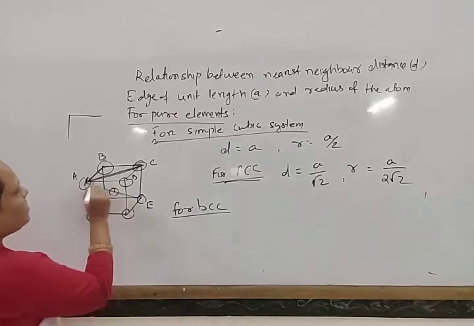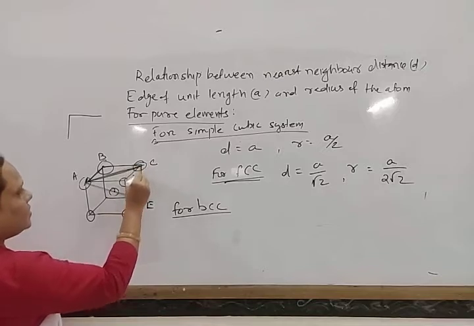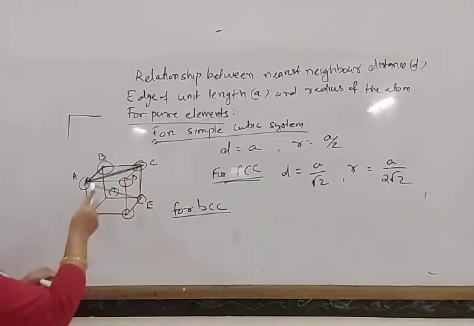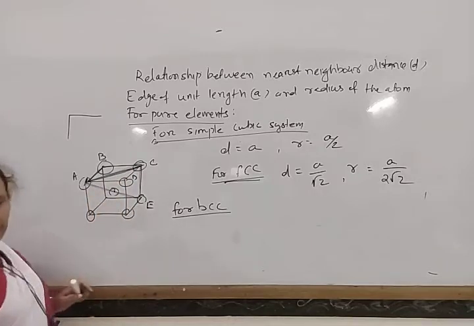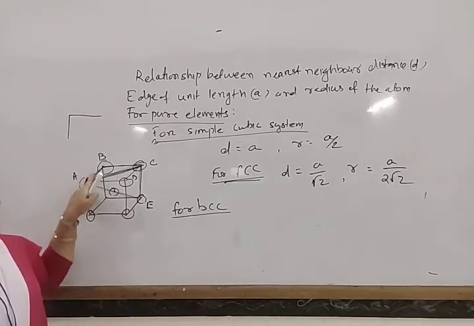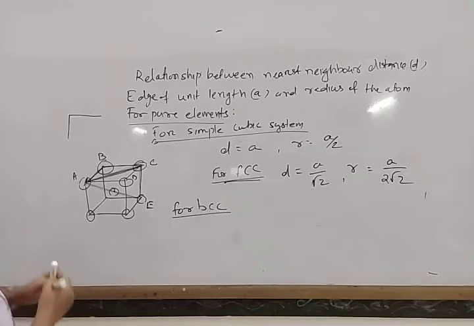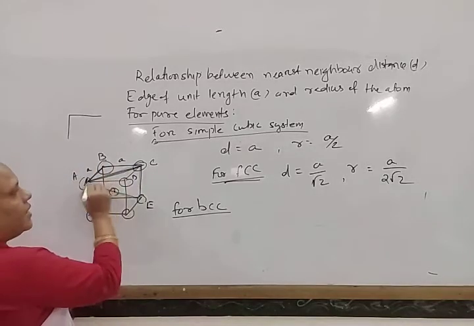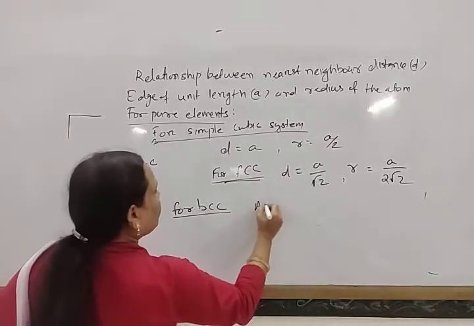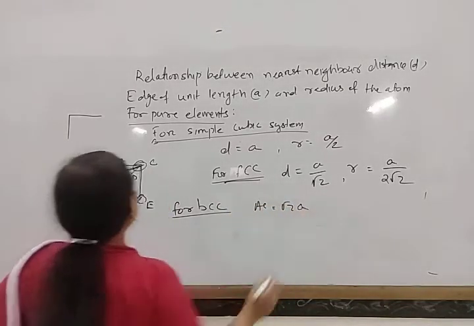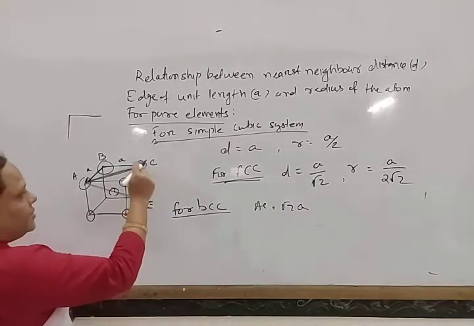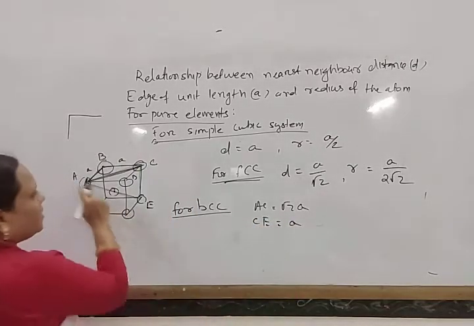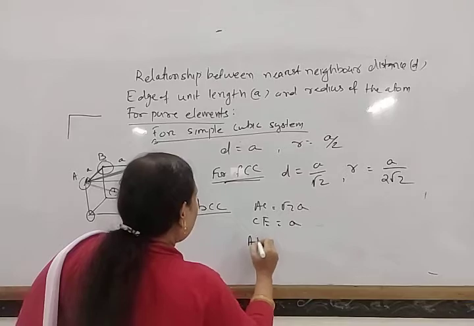A, C, and E. This is also one triangle. And what is the value of AC? That you know. As this length is A and this length is A, AC is root 2A, and CE is equal to A. In this way, AE.